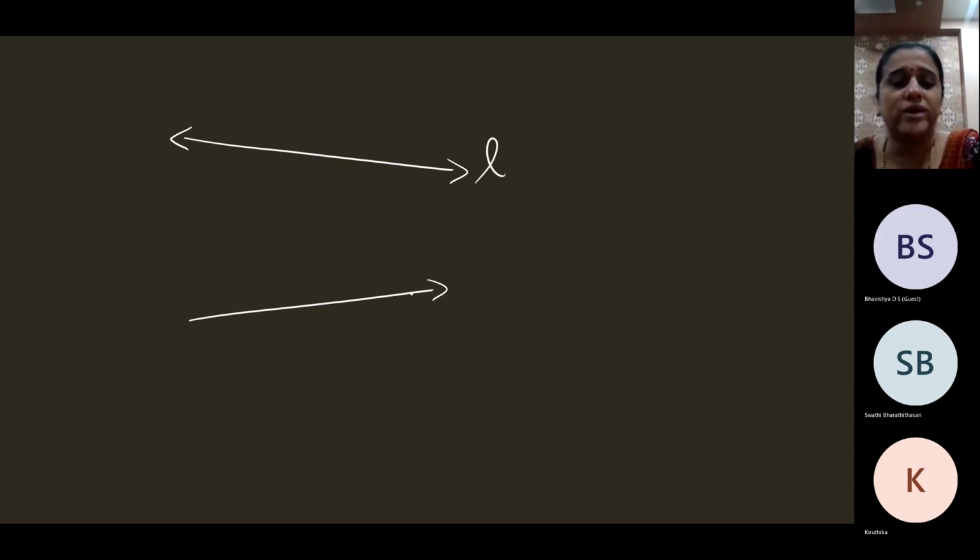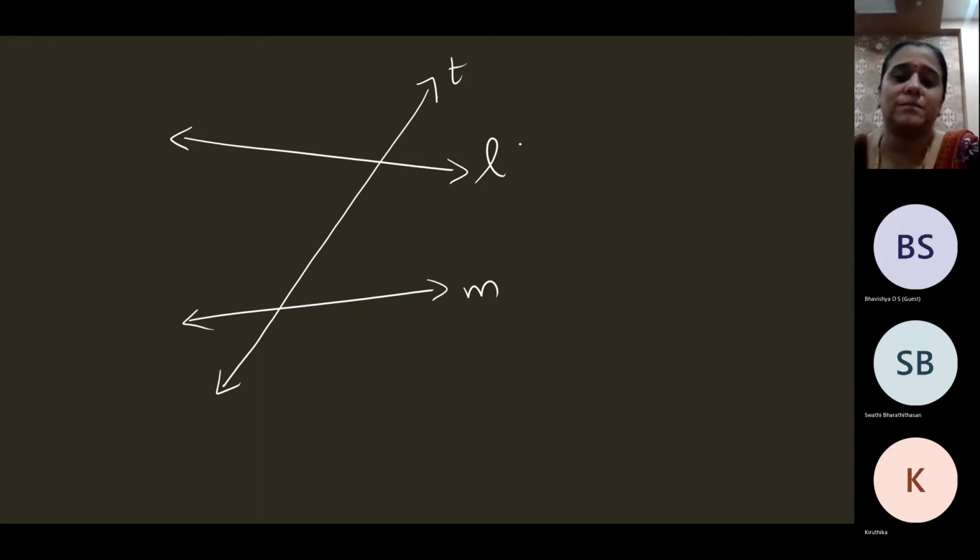So let's consider the situation where two lines are intersected by a transversal. We'll call the lines L and M. So we have two lines L and M intersected by a transversal T. The lines are not parallel; they are simply two lines intersected by a transversal T. Now, what happens when two lines are intersected by a transversal T?